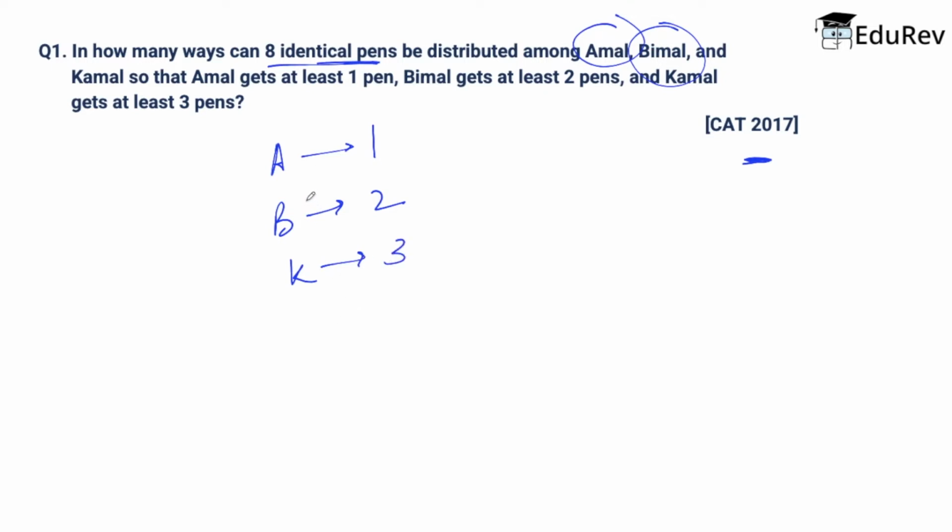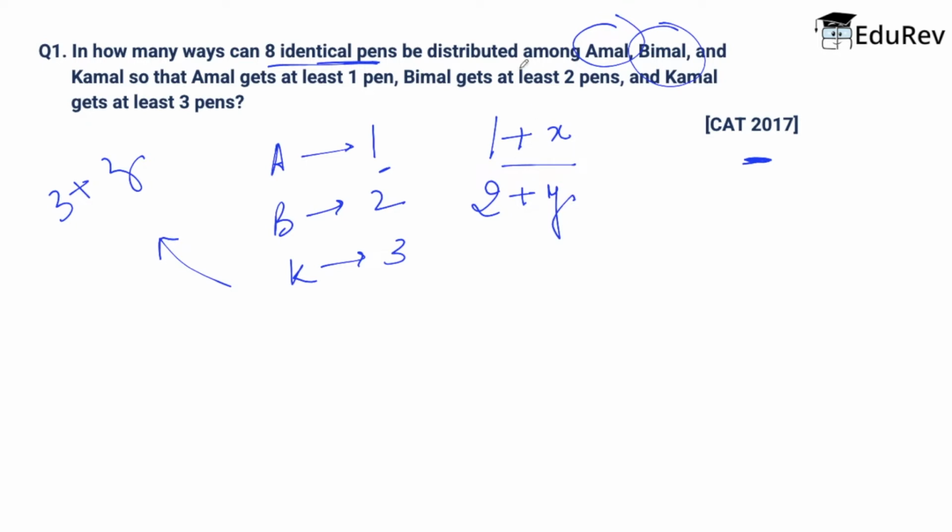Now, the thing is that Amal is going to get at least 1. So, all the pens which he will get will be what? Extra. So, can I say that he might get 1 plus X pens? Right. Similarly, Bimal will get at least 2 pens. That means all the pens that he will get will count as extras. So, can I say that he will get 2 plus Y pens? Yes. Similarly, Kamal will get how many? 3 plus Z.